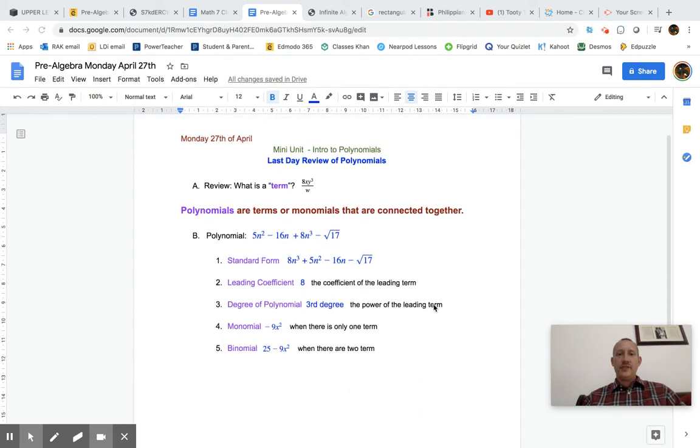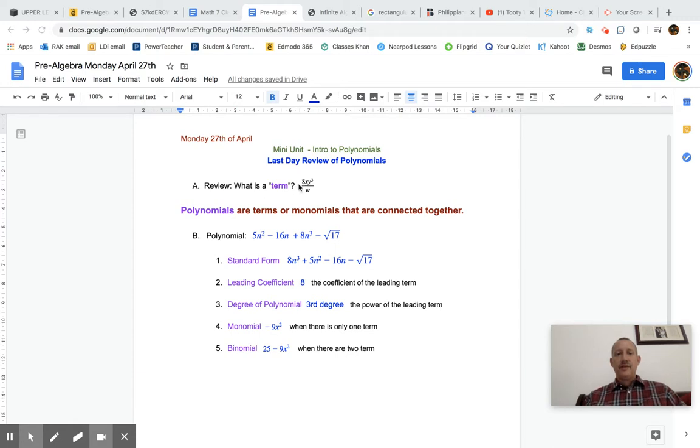And today we're just going to do a quick review of polynomials. Polynomials, poly means many, and nomials are like names, it means terms. Well, what is a term? A term is anything that you're multiplying or dividing, whether it's a number or a variable, and a variable raised to a degree. So that's an example of a term right there.